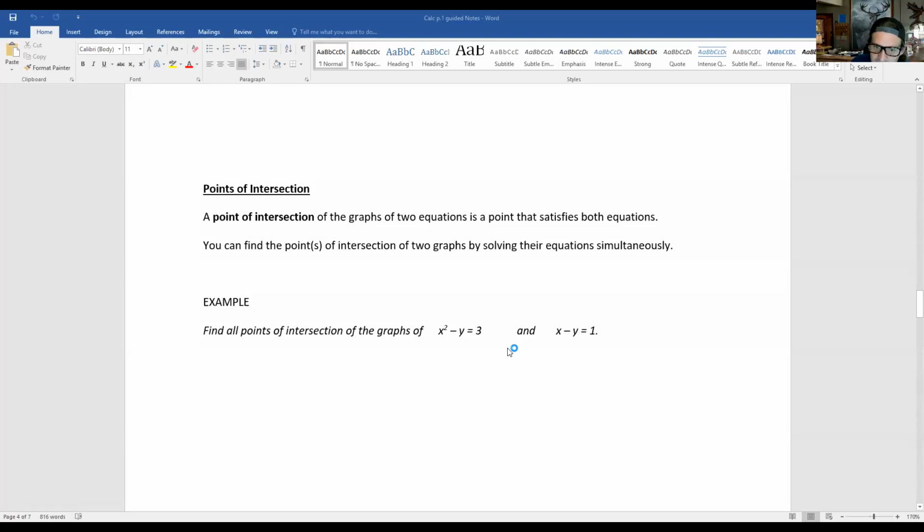Okay, so now we got this y by itself. I'm going to take this x squared minus 3 and plug it into there. So let me change color since we're on to the next step. I'm going to put my work over here. So we would get x minus, not y, but x squared minus 3 equals 1. So if I was going to solve that, I'd get x minus x squared plus 3 equals 1.